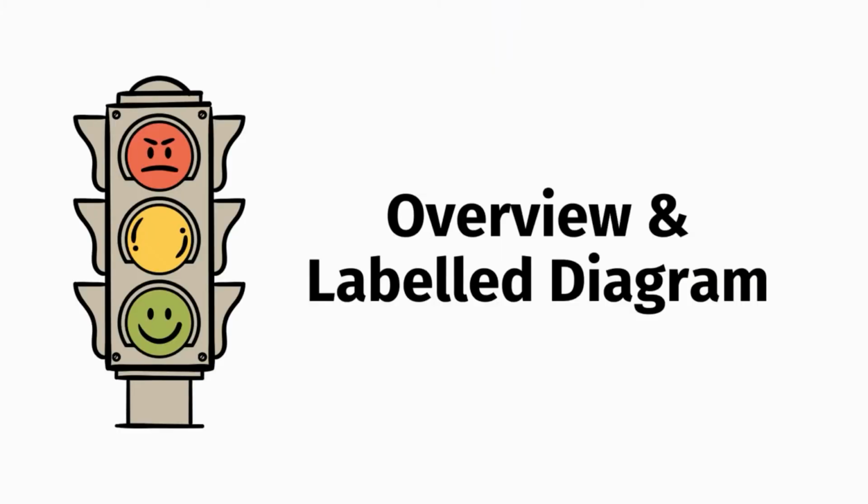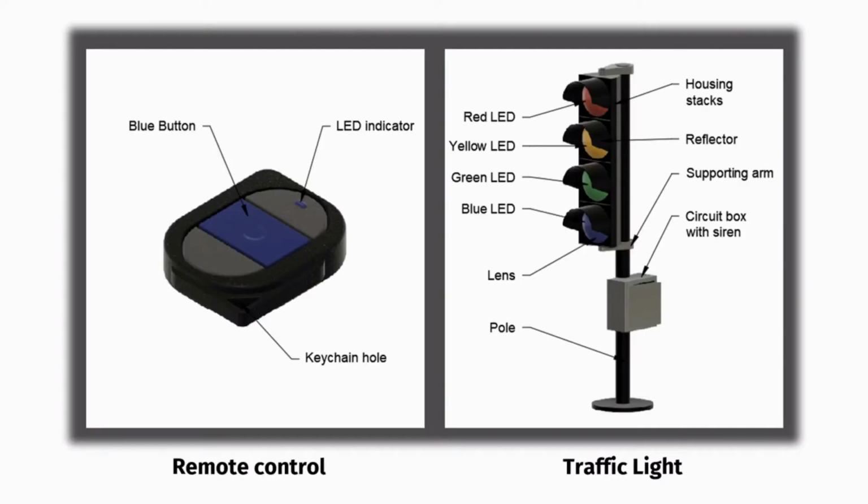Okay, now I'm going to show you the overview and the label diagram of our design. So these are the overviews of our designs. First, the remote control. There is a blue button, an LED indicator, and also a keychain hole. This keychain hole is for hanging the remote control or keeping it safe, so that the user or the driver of the ambulance can put a keychain on it and hang it on something.